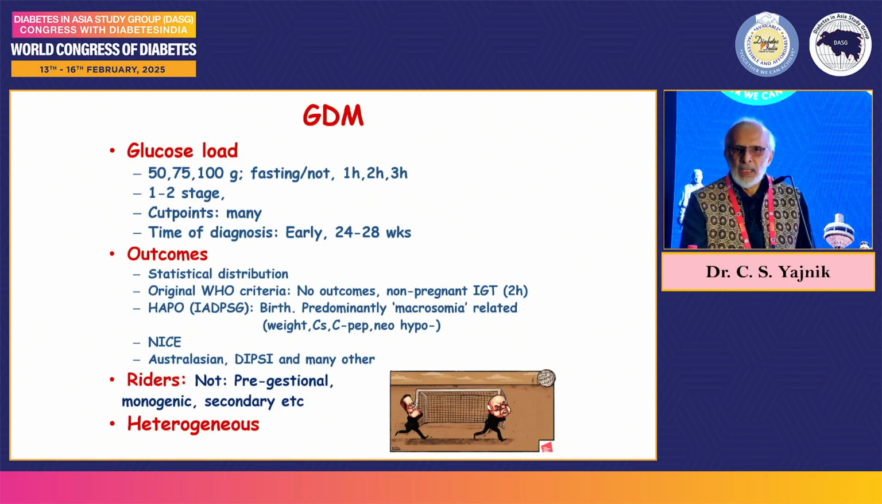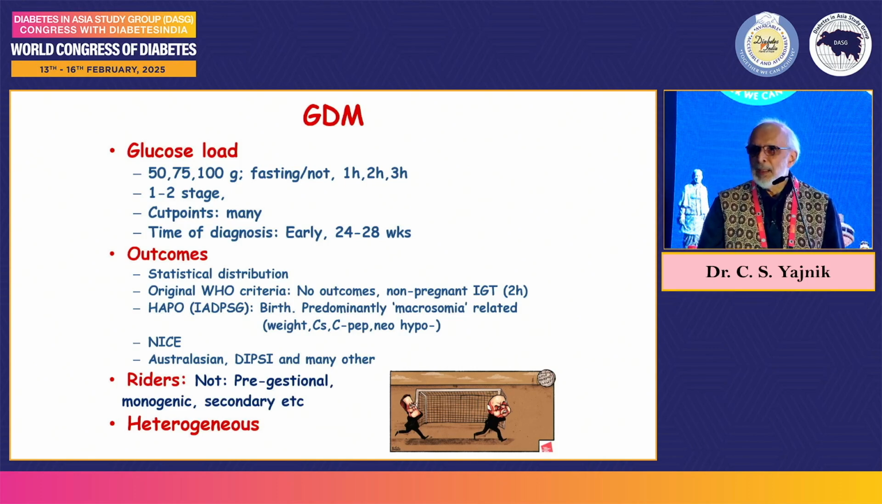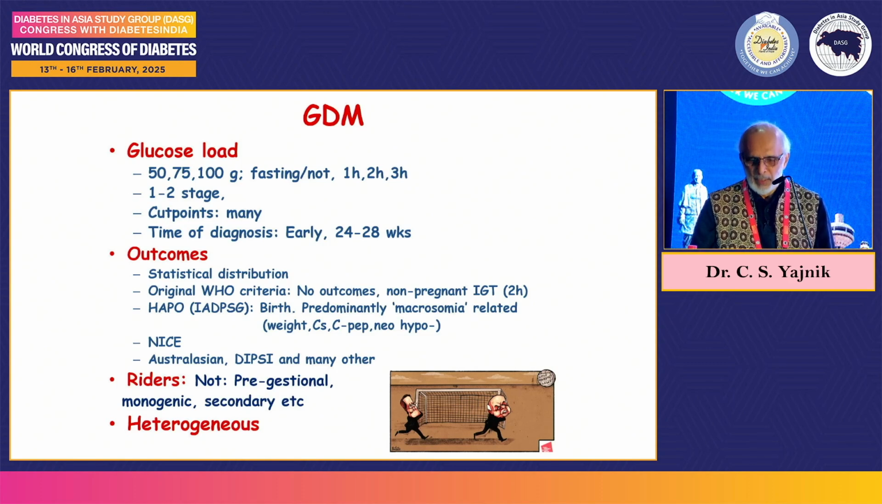So, how do we diagnose GDM? And there is considerable confusion here. That's why I said, do we know really what is diabetes in pregnancy? There's confusion about glucose load, how much we give, 50, 75, 100. Do we do it in one or two stages? Cut points are many. And time of diagnosis is another issue which is coming up.